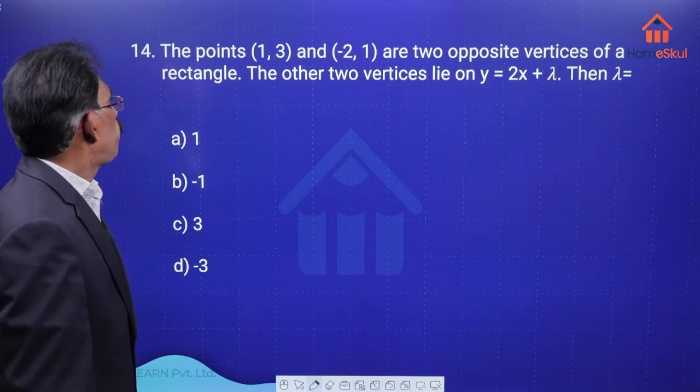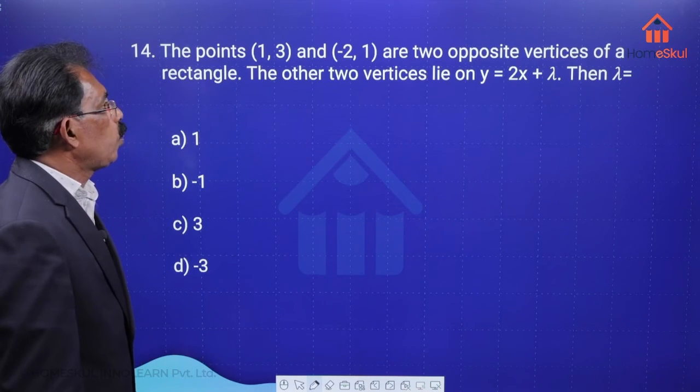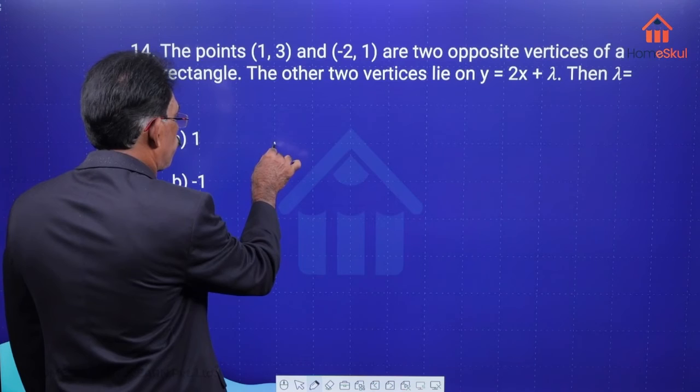This question: the points 1, 3 and minus 2, 1 are two opposite vertices of a rectangle. What is the midpoint of this one? The midpoint is minus 1 by 2, 2. This is a diagonal, and this is another diagonal, y is equal to 2x plus lambda. The point minus 1 by 2, 2 lies on y is equal to 2x plus lambda.